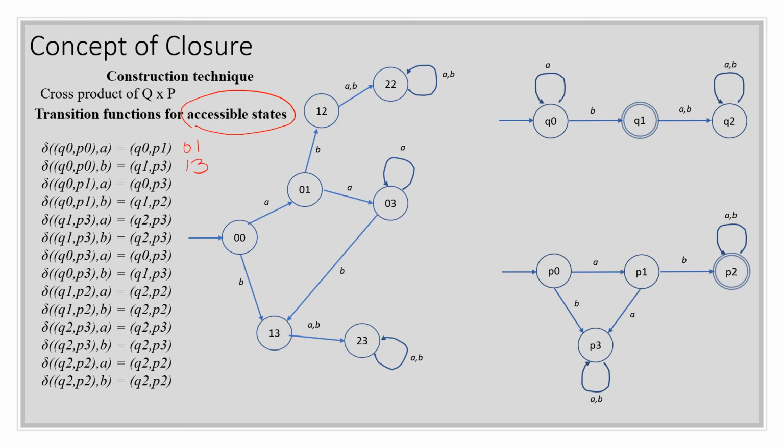And now we need to decide which ones are going to be accepting in the new DFA and which ones are not going to be accepting. That depends on whether we're doing the intersection or the union.